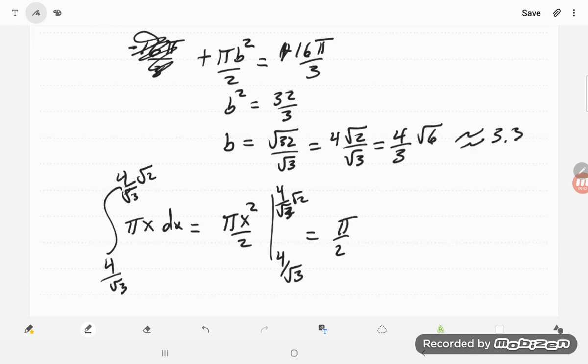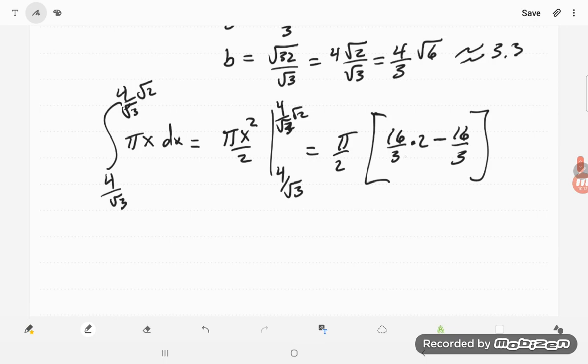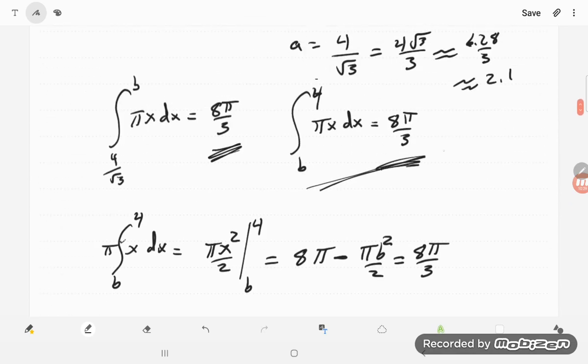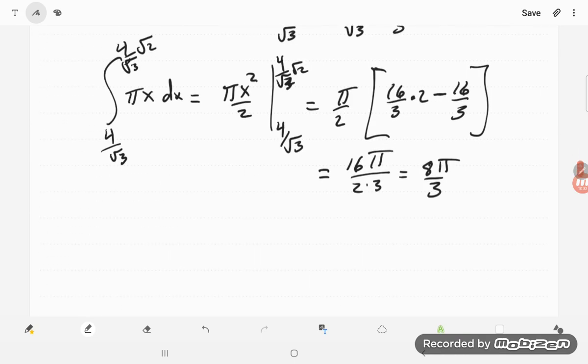Now, when you do that, I get to factor out the pi over 2, and then I'll have that x squared, but notice that's 16 over 3 times 2, and then minus 16 over 3. And so that's just 16 over 3. And so I get 16 pi over 2 times 3, but that's just 8 pi over 3, which is what I'm supposed to get. So yes, I'm pretty sure we've got the right answers here.